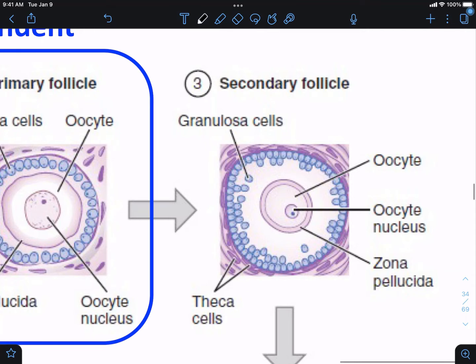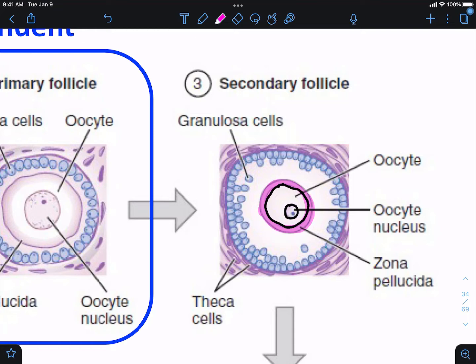Let's take a look at that one. We still have an oocyte nucleus, but at this point we're going to begin to complete the meiosis process. At least meiosis 1, I should say. The oocyte, again showing here's my plasma membrane for my oocyte, begins to develop a much more robust zona pellucida. So this is glycoprotein. Okay, a layer of glycoprotein.